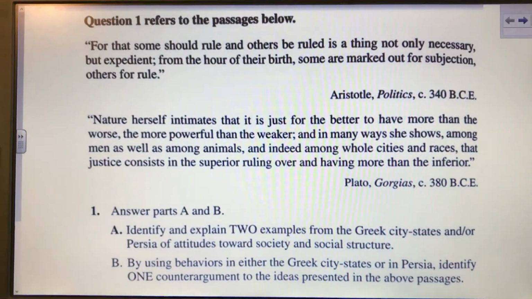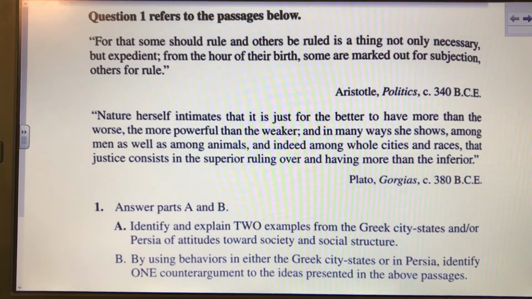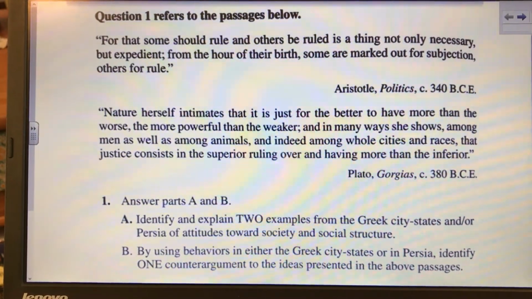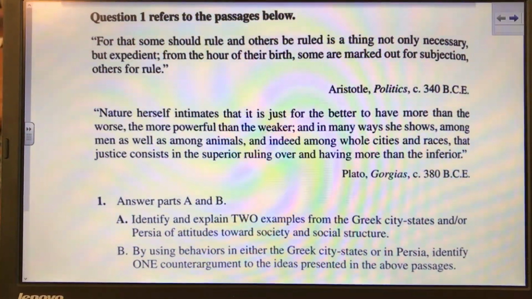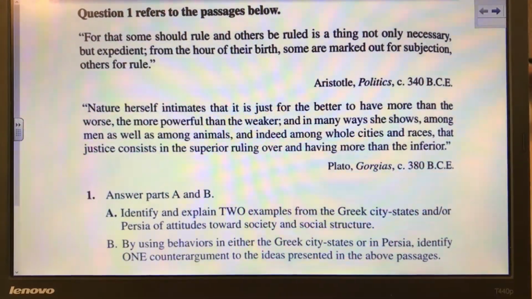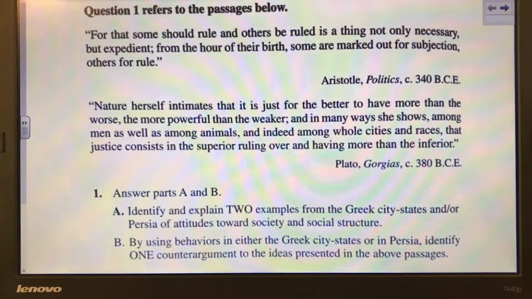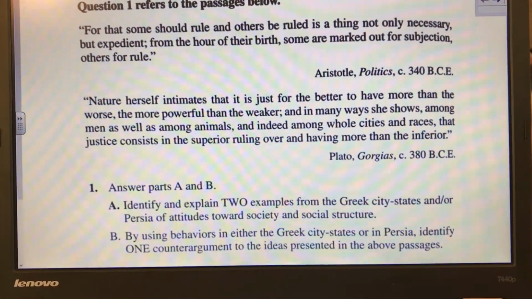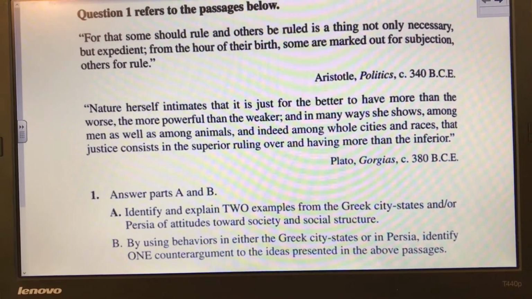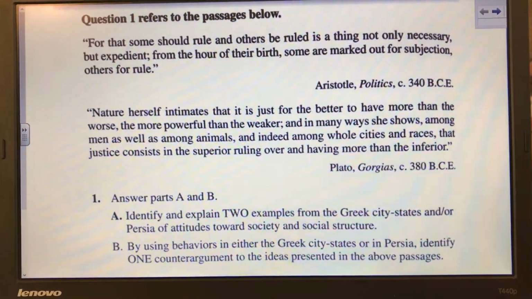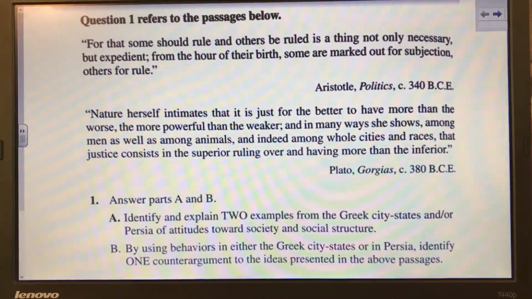Okay? So here's the example that I pulled up for you guys. It's 2 quotes, one from Aristotle and one from Plato. And they're both just talking about basically the idea that it's good for some people to have lots of political power and others to have none. Like, that's a good thing. So down at the bottom, for letter A, you need to give 2 examples from the Greek city-states or Persia of attitudes towards their society and their social structure that kind of reflect what Plato and Aristotle are saying here.